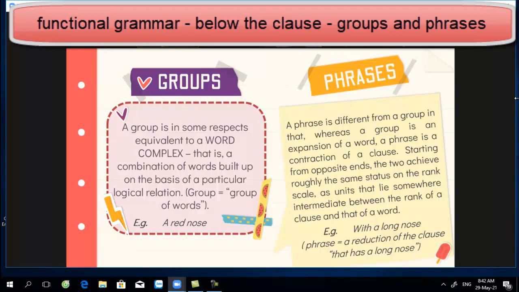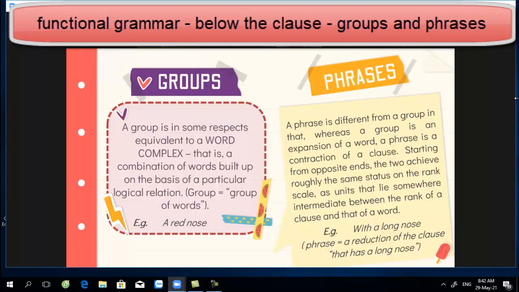Group means a group of words. For example, a red nose. And a phrase is different from a group in that whereas a group is an expansion of a word, a phrase is the contraction of a clause starting from opposite ends to achieve roughly the same status on the rank scale as units that lie somewhere intermediate between the rank of a clause and that of a word.